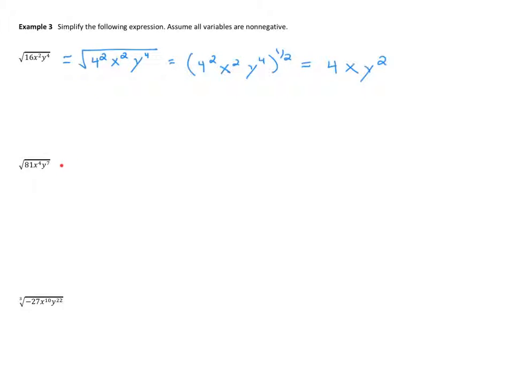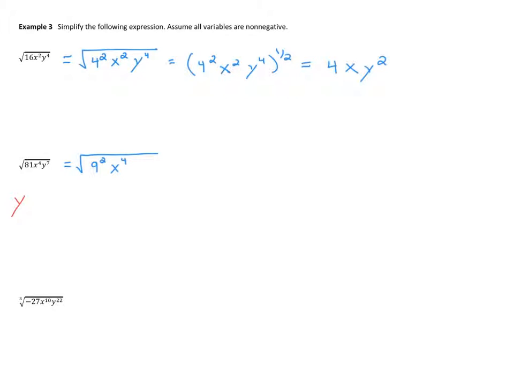Let's check this out in the next example, where I now have the square root of... all right, 81 is 9 squared. That's great. X to the fourth is also perfect because 4 is divisible by 2, but now I have y to the seventh, and that's a problem. I can't simplify this under the square root because 7 is not divisible by 2. So what can we do to get around this issue?